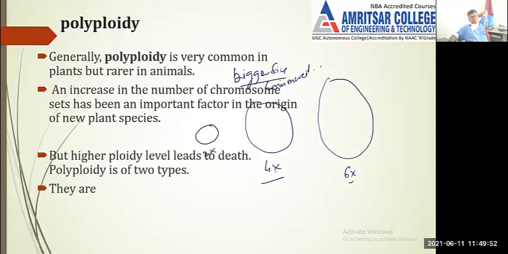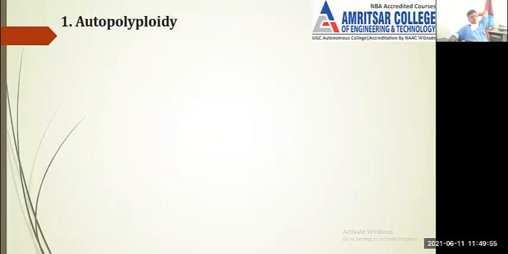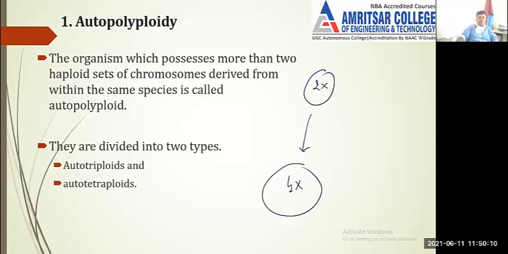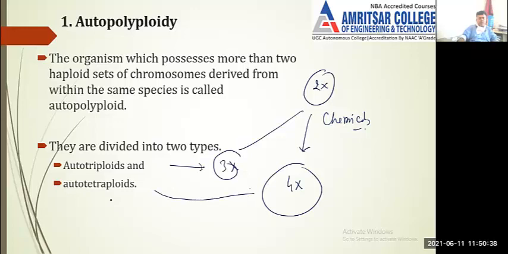Polyploidy is of two types: autopolyploidy and allopolyploidy. We already discussed what allopolyploidy and autopolyploidy are. Autopolyploidy means that within the same species there is an increase in number. So you can use chemicals or another method to increase the sets of chromosomes. There may be two types, autotriploid and autotetraploid. When we make 3x, they are called triploids, and when we make 4x, this is called autotetraploid.